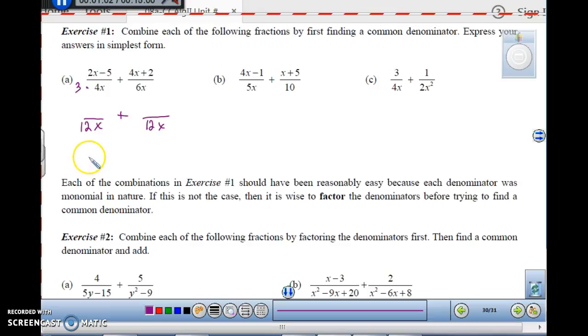Now, if you do it in the denominator, you also have to do it in the numerator. So you have to multiply this by 3 as well. That's your 1. 3 over 3 is 1, so you're not changing the value. So what you do to the denominator, you must do to the numerator. Okay, let me distribute here and get this. 3 times (2x minus 5). 3 times 2x is 6x. 3 times negative 5 is minus 15.